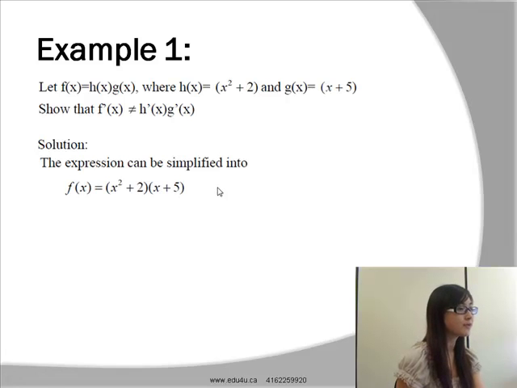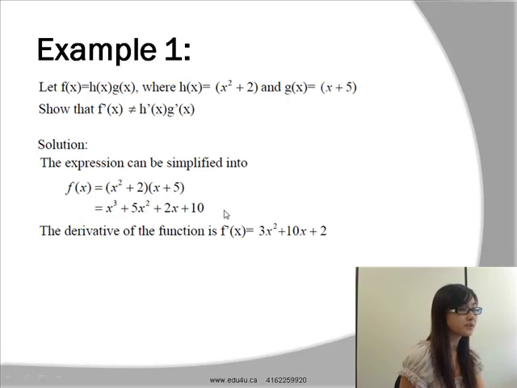Let's start once again by writing down our original equation. We know that f of x equals h of x times g of x, where h of x equals x squared plus 2, and g of x equals x plus 5. So we plug these two expressions back into this equation. If we simplify that, that will be x cubed plus 5 times x squared plus 2x plus 10. And the derivative of this will be 3x squared plus 10x plus 2.